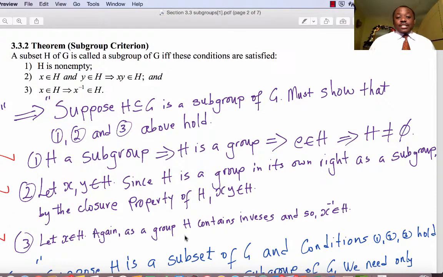So if H is a group and X is an element in H, then obviously X inverse is in H. So conditions 1, 2, 3 hold, and the forward direction is done. The reverse direction is going to be more interesting. Suppose conditions 1, 2, and 3 hold. Can we prove that H is a subgroup of G?